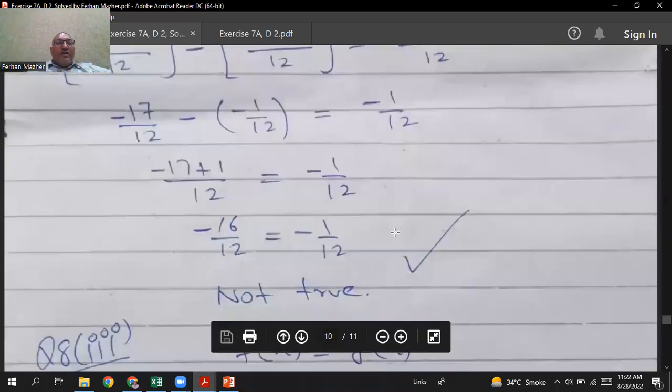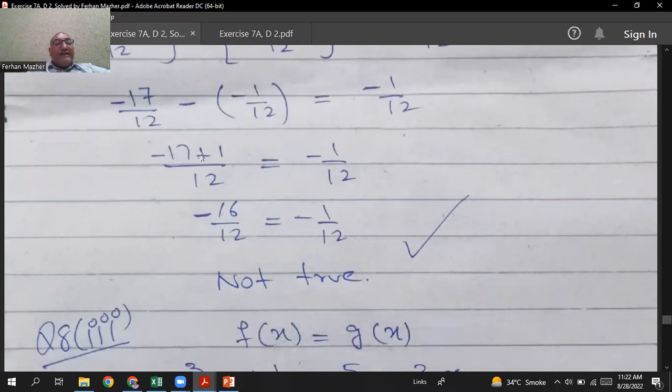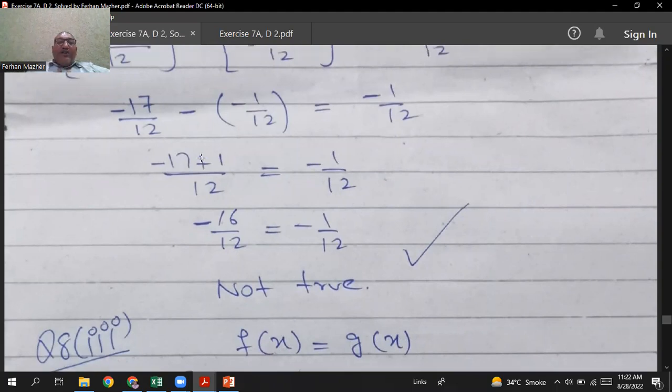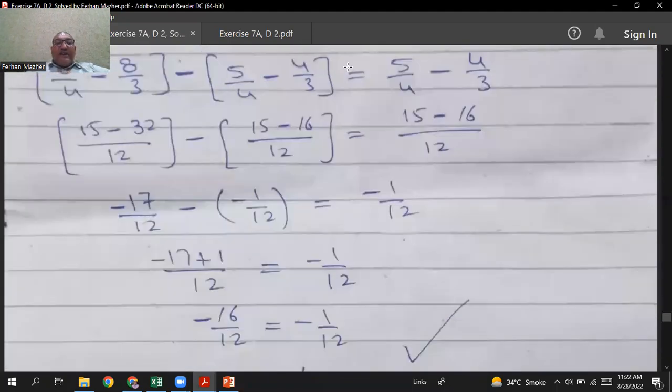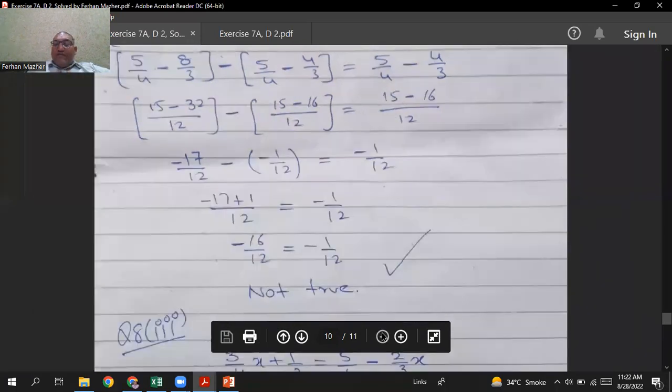When you take the LCM, because the denominator is the same, it will be minus 17 plus 1, the whole thing divided by 12, equals minus 1 by 12. So it will be minus 16 by 12 and equals minus 1 by 12. So that's not true, because the value of the right side and the value of the left side are not equal to each other.